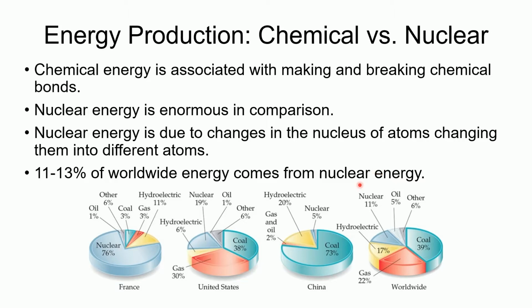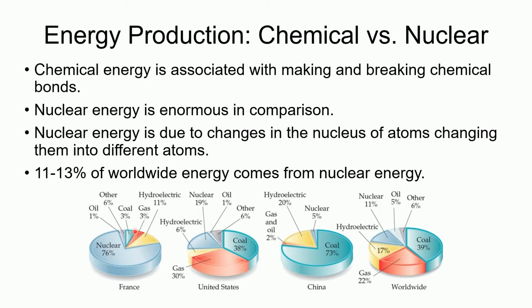So what we want to do is compare several different countries here and see where they get their electricity from and what kind of impact that has. Well, France is the world leader in nuclear energy production. About 3/4 of their electricity comes from nuclear power, another 11% from hydroelectric. So if we look at those, almost 90% of their electricity comes from low polluting sources.